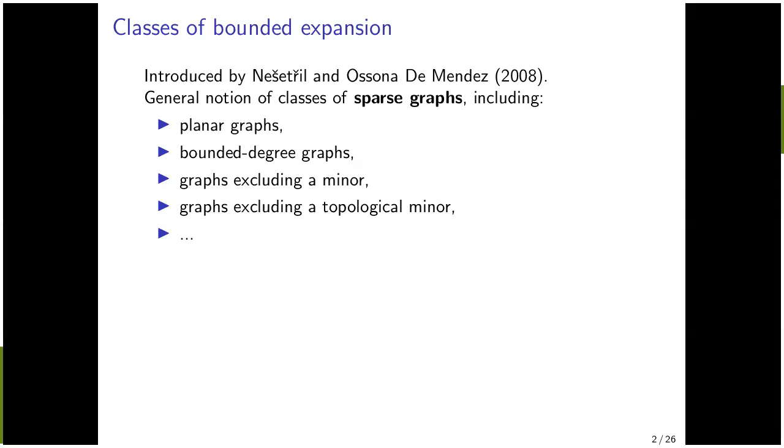So before talking about neighborhood complexity, just a few words about classes of bounded expansion. This is a notion introduced by Nešetřil and Ossona de Mendez 15 years ago, and it's a very general notion of sparse graphs. There are really a lot of concrete examples of classes of bounded expansion, and here are just a few of them. For example, the class of planar graphs is a class of bounded expansion. The class of graphs with maximum degree at most some constant is another example. Graphs excluding a fixed minor, graphs excluding a fixed topological minor. All these classes have bounded expansion.